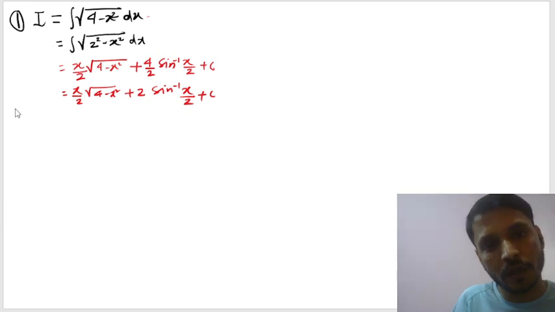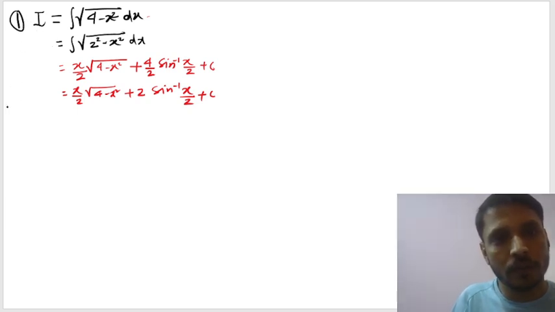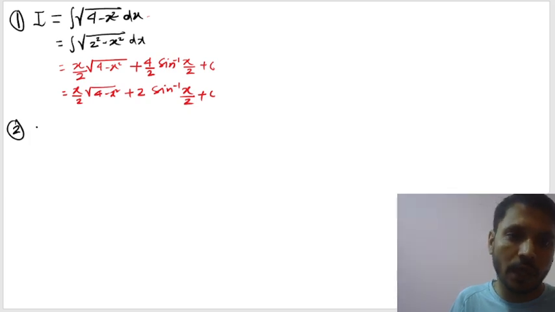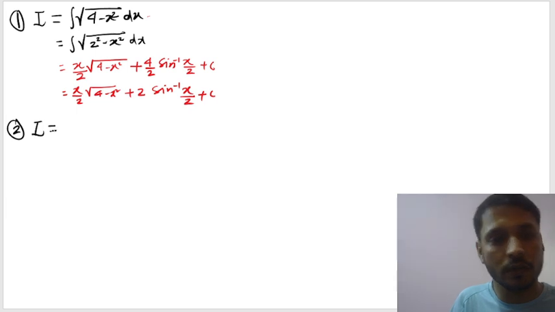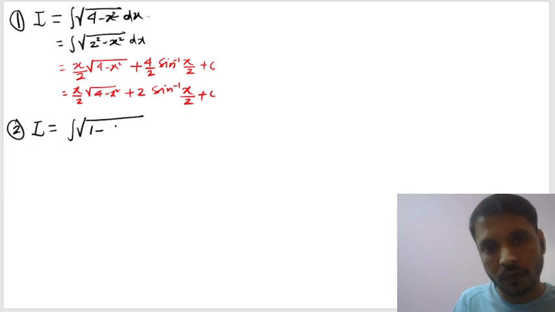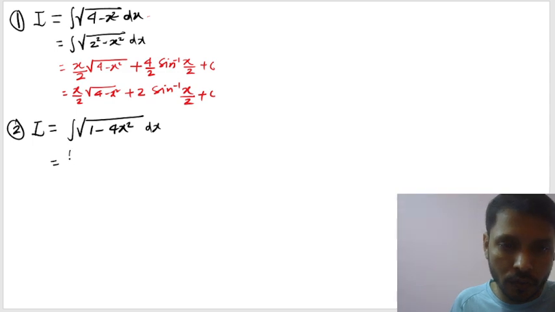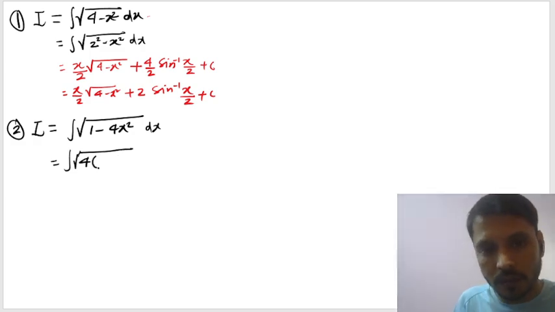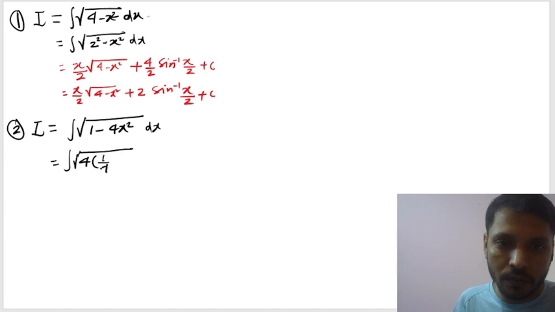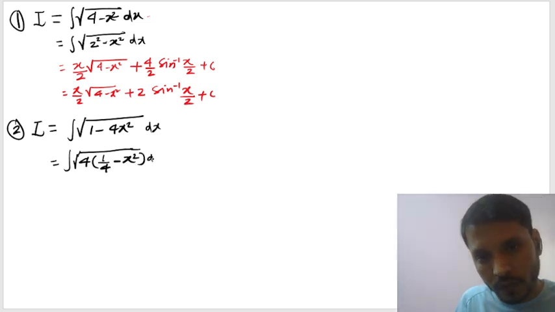So in this exercise, for the second question, what have we done? We are given, let I is equal to integration of under root of 1 minus 4x square into dx. So actually first we need to make the x square coefficient 1. So for that what do we need to do here? We are going to take the 4 common from this. So if we take 4 common, here it will become 1 by 4 minus x square into dx. Right, now this 4 will come outside as 2.